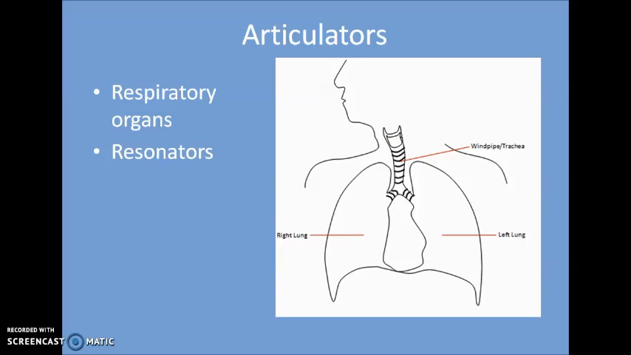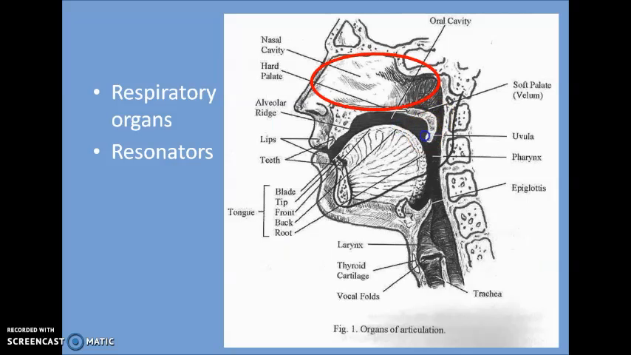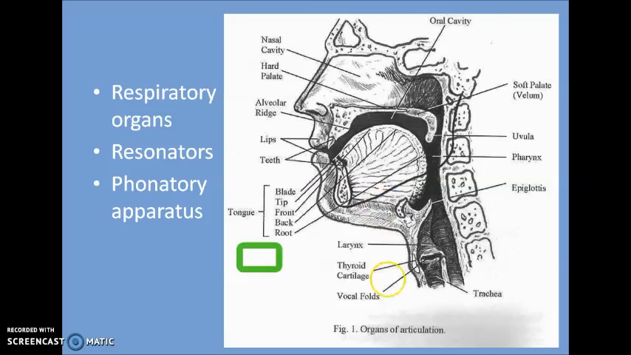Then we have the resonators, which are the cavities: the nasal cavity, the oral cavity, and the pharyngeal cavity. The cavities are there to make sounds more prominent or louder. It works in a similar way in musical instruments. For example, in a guitar, the body of the guitar is the resonator. Then we have the phonatory apparatus, which are the vocal folds. And vocal folds are actually the only organ that is specifically focused on sound creation.